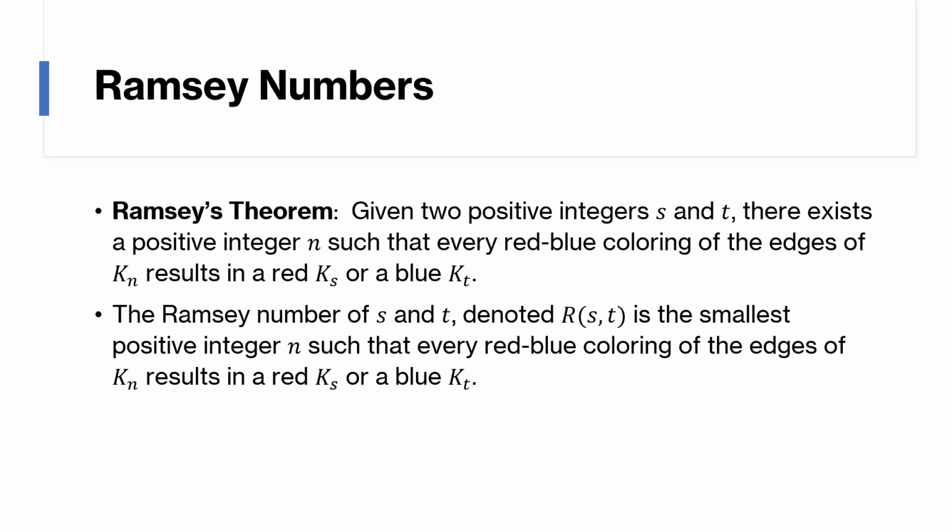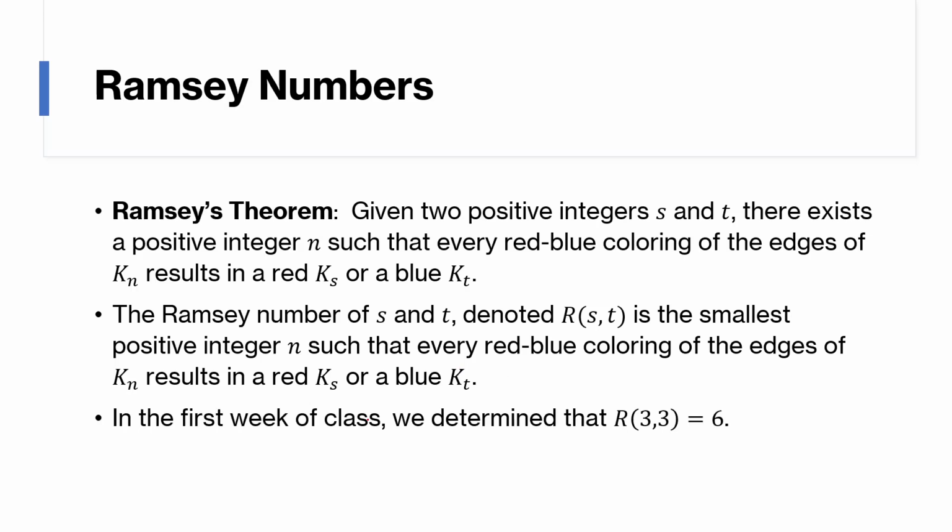The Ramsey number of s and t, denoted r(s,t), is the smallest positive integer n, for which every red-blue coloring of the edges results in either a red K_s or a blue K_t. So Ramsey's theorem tells us one positive integer exists, and then the Ramsey number is what's the smallest.